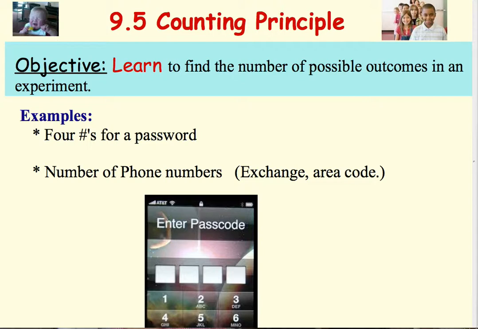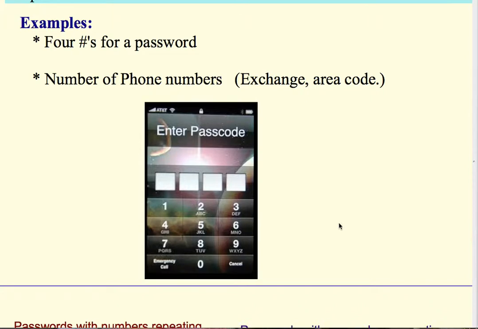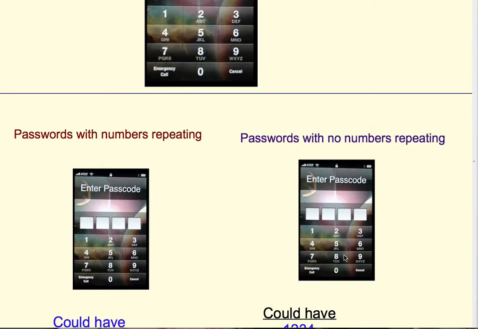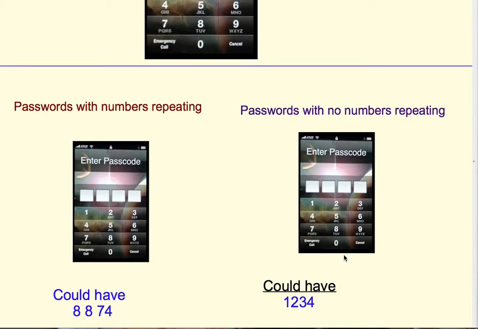One of the things I learned a couple of years ago is sometimes you're going to have to try to get somebody's password. And what you'll find out is it might actually lock up on you. You're going to have different possibilities here. You're going to have possibilities that you can get passwords with numbers repeating, passwords with no numbers repeating.